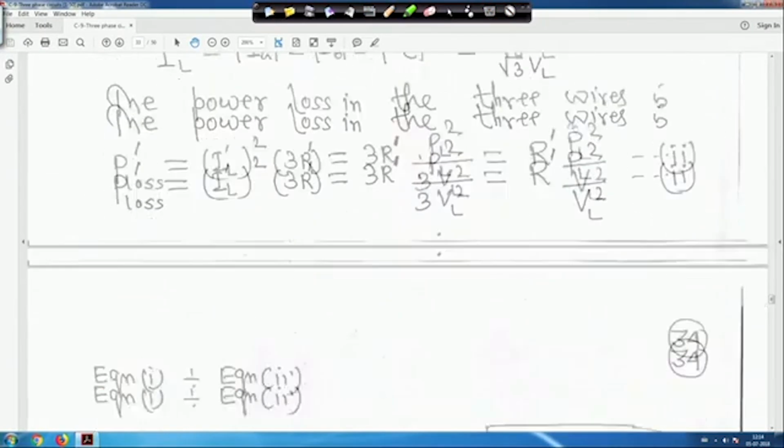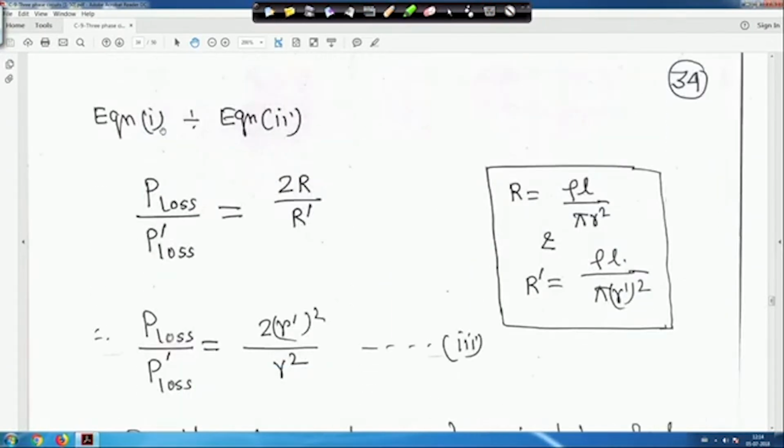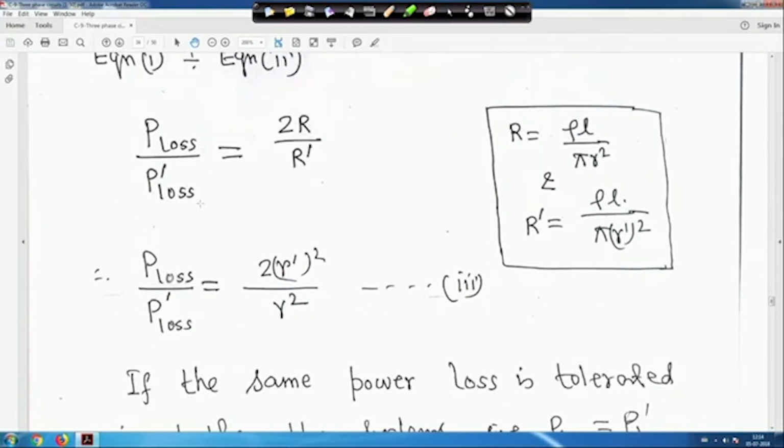Now if you divide equation 1 by equation 2, you will get P loss upon P loss dash is equal to 2R upon R dash. You just do it, you will get it. Now we know that the wire is made of the same material for both the cases. So R is equal to capital R, that is the first case, the single phase case, rho L upon pi r square. We are assuming that the radius of the conductor for the single phase is r. So it will be rho L upon pi r square.